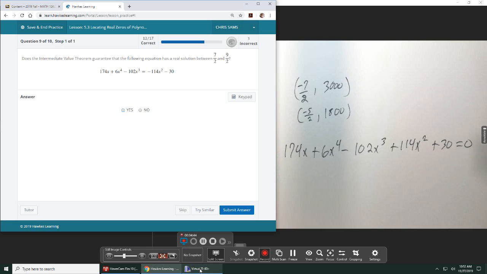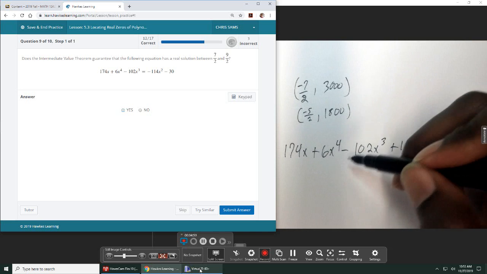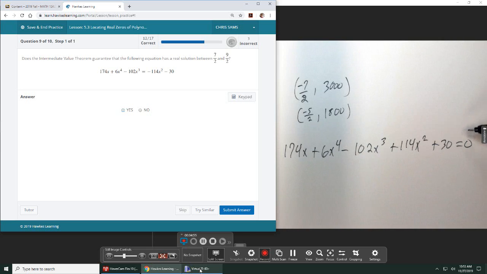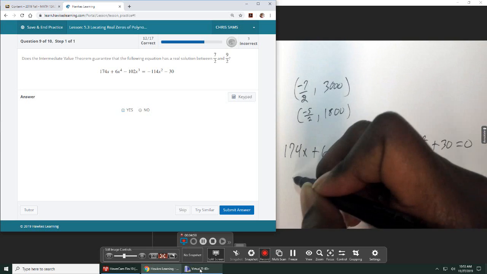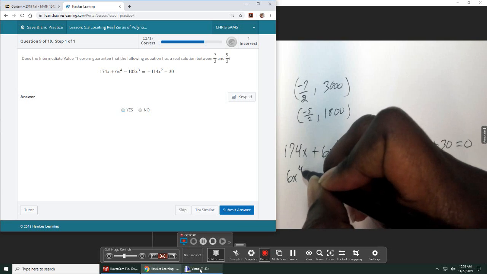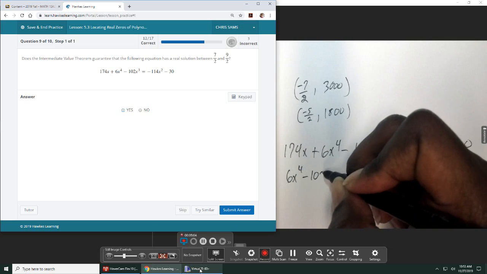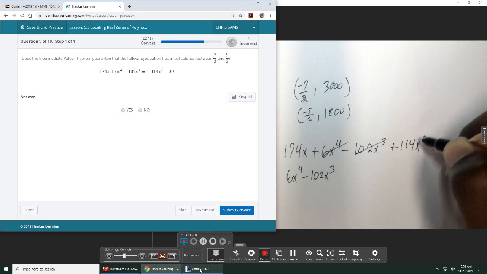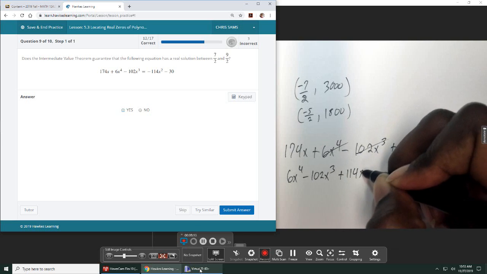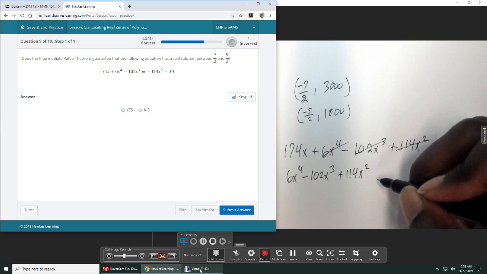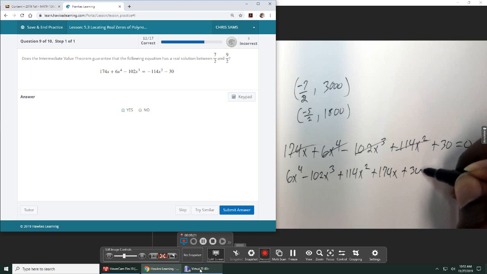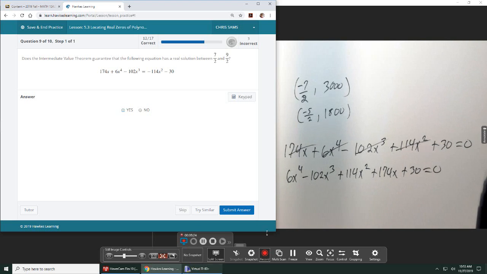Now, it's always better to put these in order. Using a calculator, it doesn't matter, but just get used to doing that because you want your polynomial in order from largest exponent to smallest, or highest degree to smallest. So I'm going to put the 6x to the 4th out front, and then minus 102x to the third. So I've used those two so I don't get confused. And then plus 114x squared, and then plus 174x, and then plus 30. And this is all equal to 0. So this is my polynomial in order.